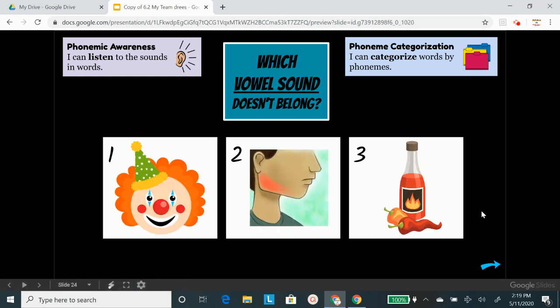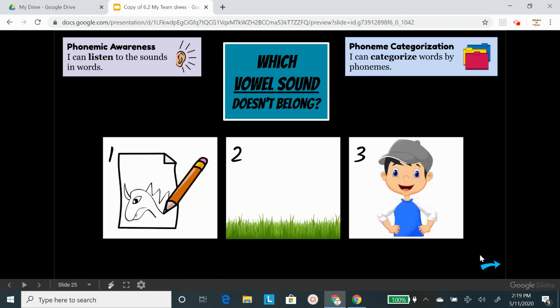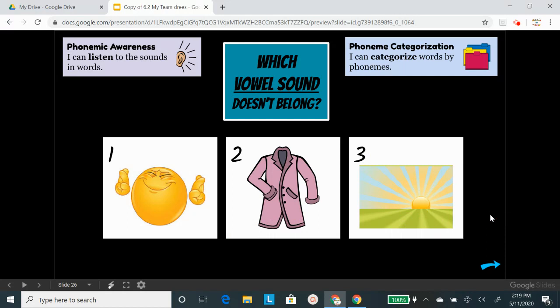Let's try another one. We have clown, jaw, sauce. Clown has ow. These both have ah, jaw, sauce. Draw, lawn, boy. That's an easy one, isn't it? It's that boy. He has an oi sound. These both had ah and he had oi.